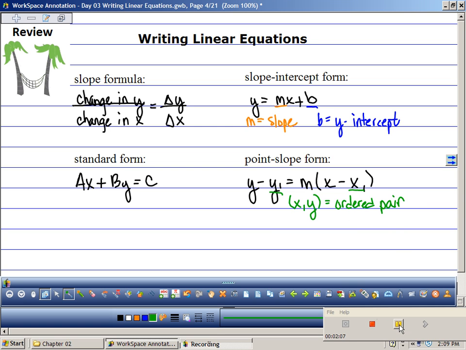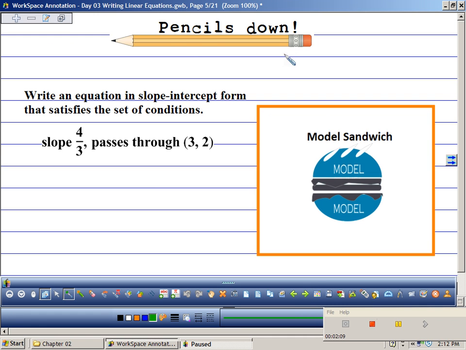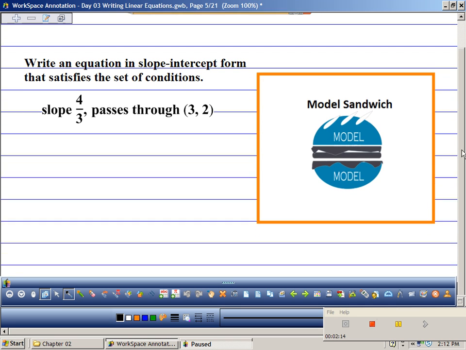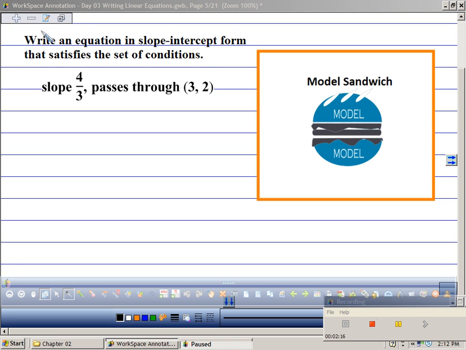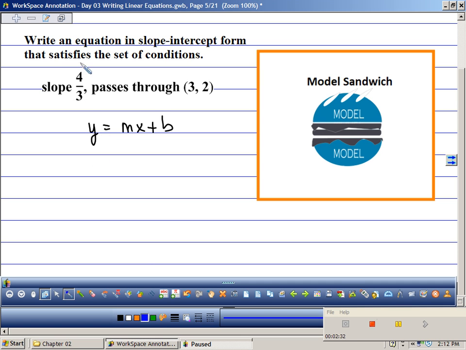Give you a second to finish writing that down. Okay, so pencils down. Excellent. Write an equation in slope-intercept form that satisfies a set of conditions. So the first thing I'm going to do is write that formula that you're all familiar with, y equals mx plus b. My next step is I'm going to substitute. I have my slope is 4/3, and I have a point, 3 comma 2.